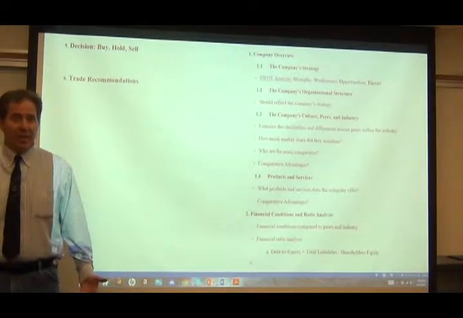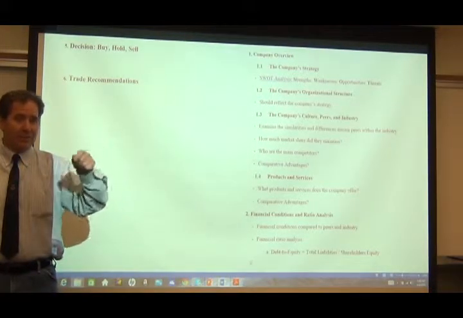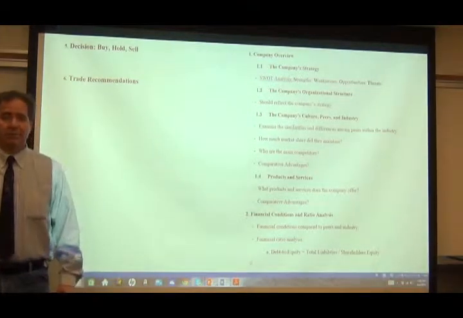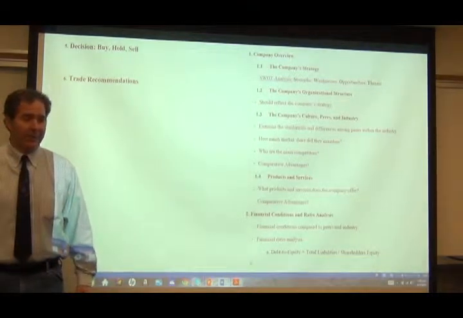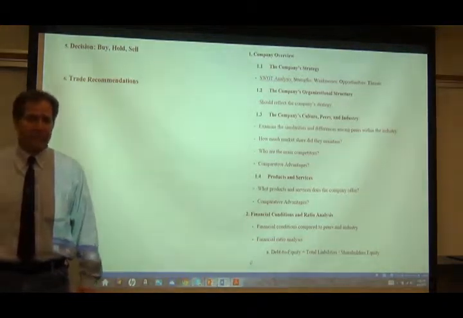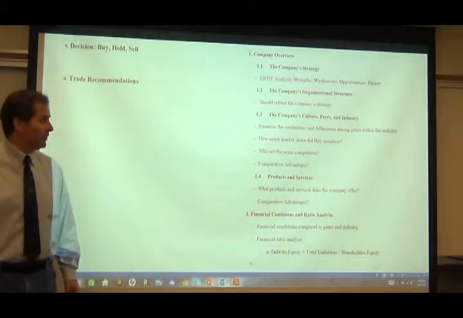Buy, hold, sell. I want to see the buy, hold, sell on the front of the presentation from the examples that you've seen, and then the trade recommendations. So if it's a buy recommendation, then you know you should be buying calls and writing puts and buying on margin. All right, so let's go through the details here.